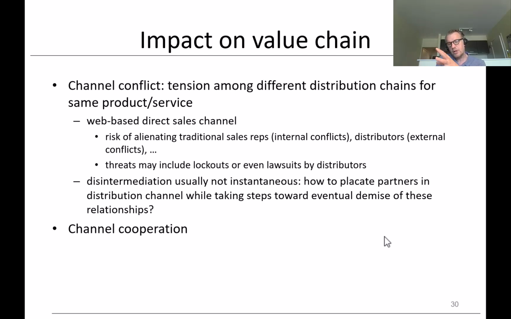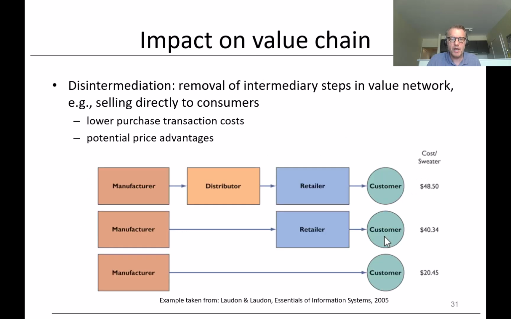So the idea is to placate partners, to make sure to ease them a bit in the distribution channel, right? Oftentimes you will see that these big manufacturers are going to look to make sure that the partners in the distribution channel are put at ease, while actually sometimes gently taking steps towards the demise of these relationships. You can see that here.